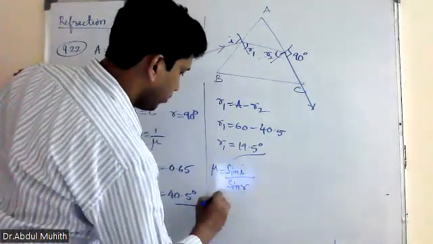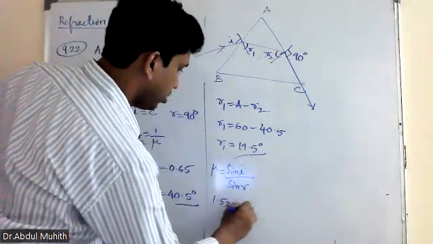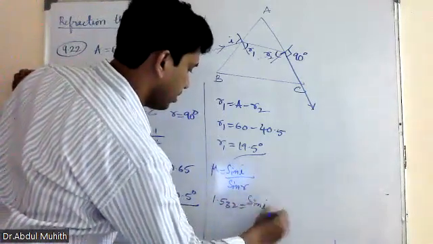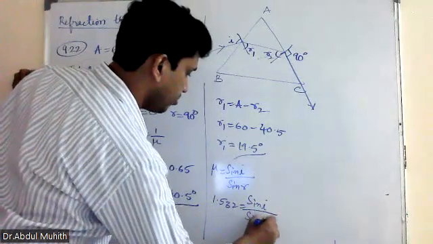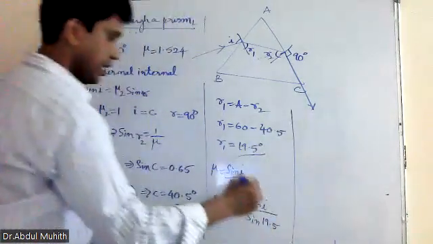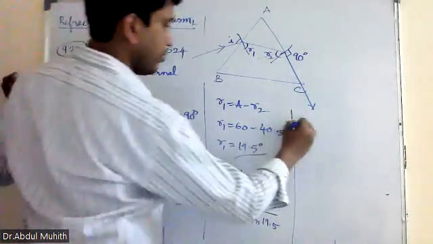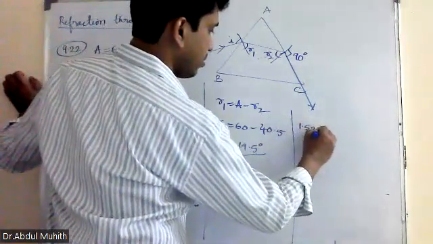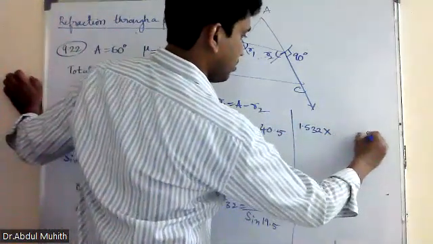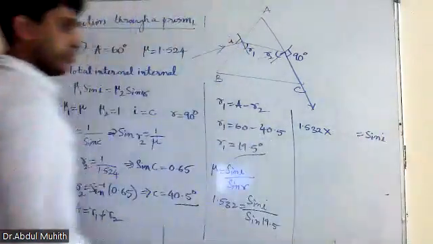So mu is equal to 1.532 is equal to sin I by sin R. I don't know what is I. I want to find out what is R. R is 19.5 degrees. Dhruti, can you tell me what is the value of sin 19.5?